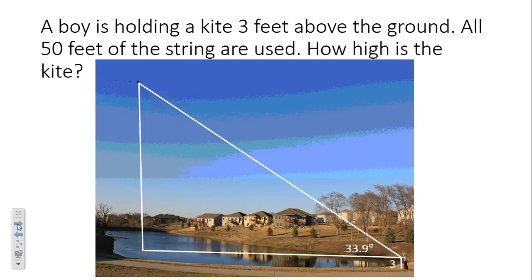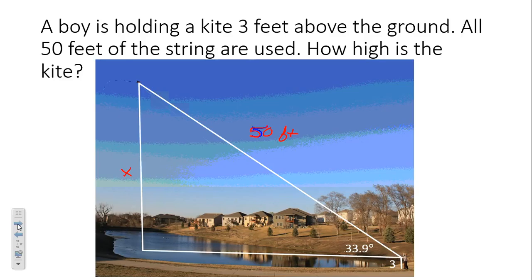We've got my son, he's holding a kite 3 feet above the ground. Okay? That's where his chest was, I measured him. And he has all the string out. This is 50 feet of string. This in red. Yep, this is my younger son. Just turned 7. Okay? So we want to figure out how high the kite is off the ground. So we're trying to find out what x is.